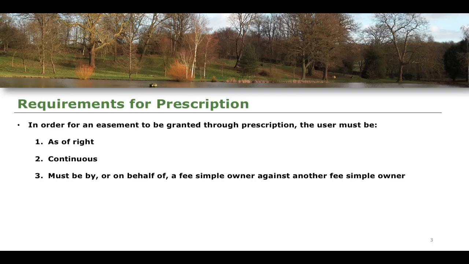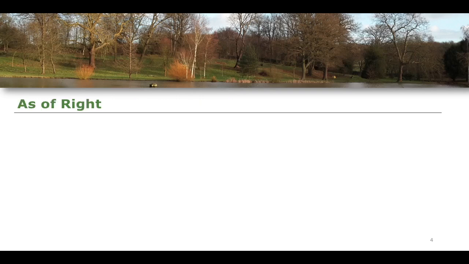Now, what do these things actually mean? I have to be as of right, I have to be continuous, and I have to be by or on behalf of a fee simple owner against another fee simple owner. What do all these things actually refer to? Well, let's begin with as of right.